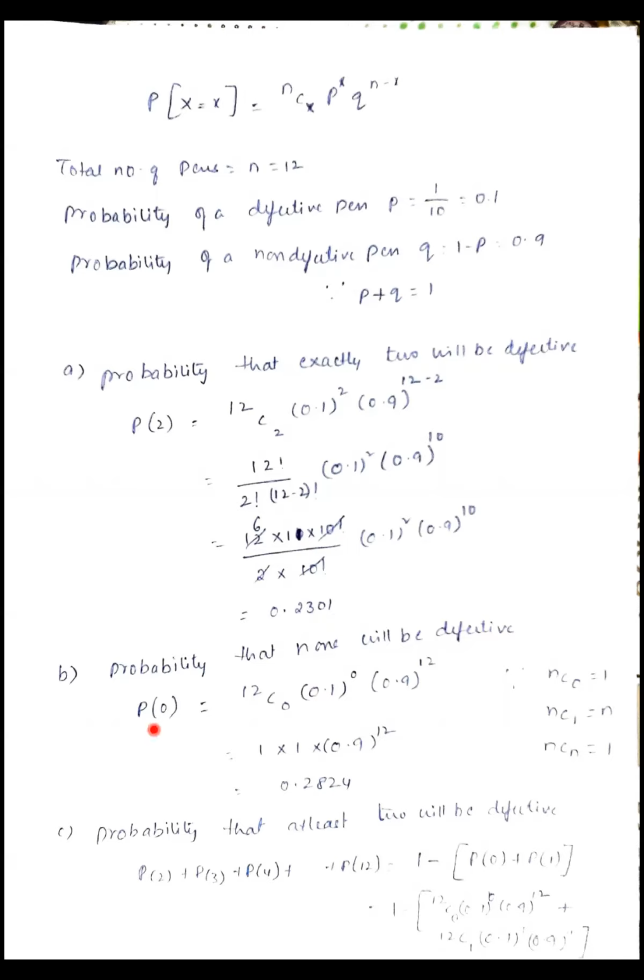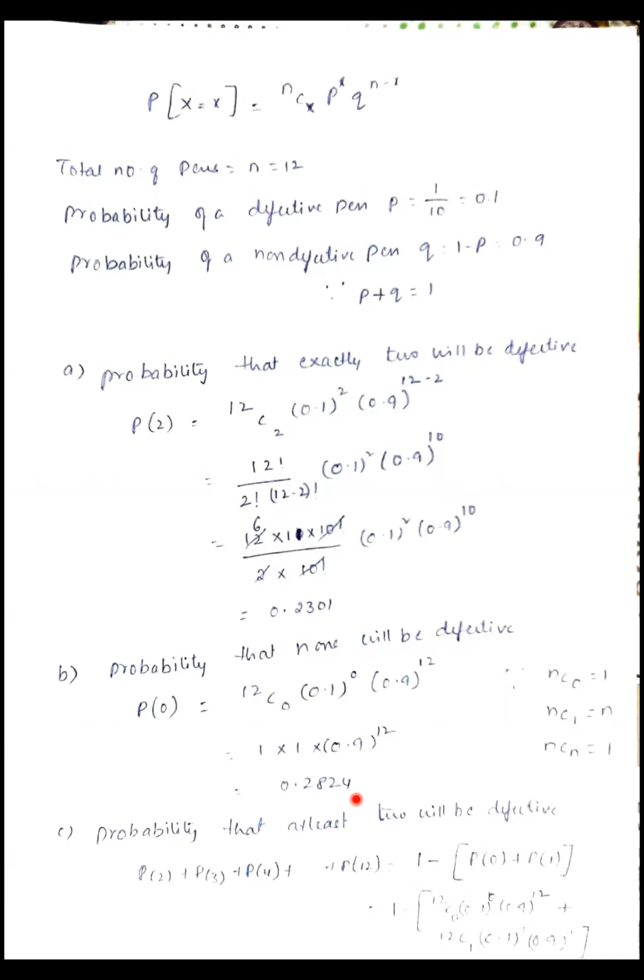Next is the probability that none will be defective. That means x = 0. Here 12C0, and we have to substitute those values in this equation. Remember some formulas: nC0 equals 1, nC1 equals n, and nCn equals 1. So here it is 1 into 0.1 to the power of 0, which is 1, and next 0.9 to the power of 12. We get the value as 0.2824.